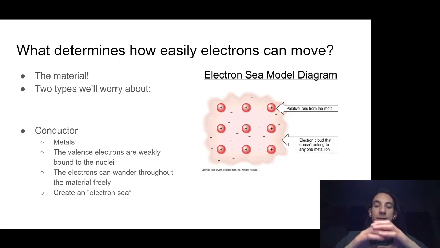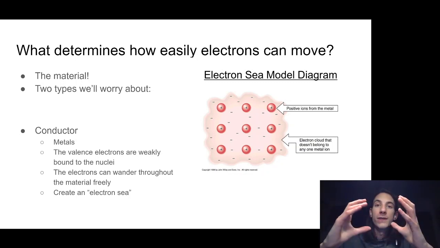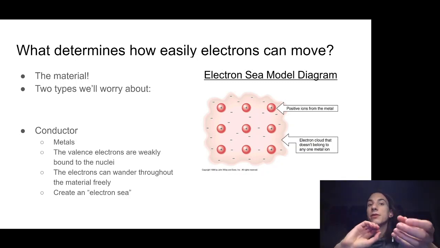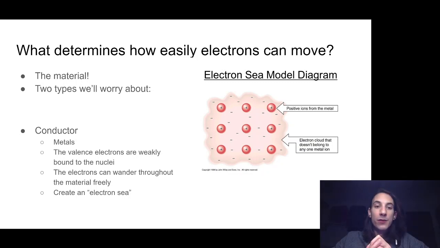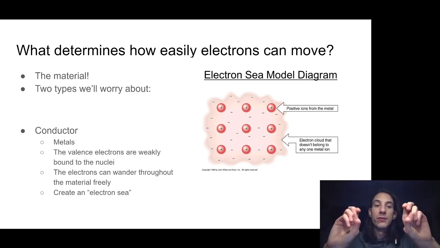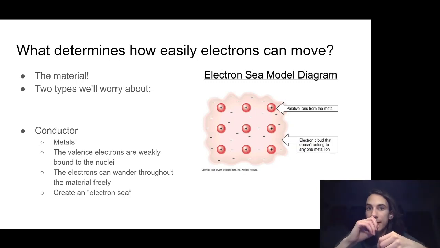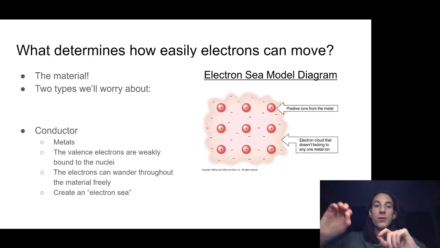We have different levels of electrons, and the outer level is going to be our valence electrons, the ones that we either share or lose when we're bonding. When we have metals, we have these valence electrons, and they're weakly bound to the nuclei. We just have a few, and because they're weakly bound, they can wander through our material freely. They're just like, I'm not super bound, I can go wherever I want.